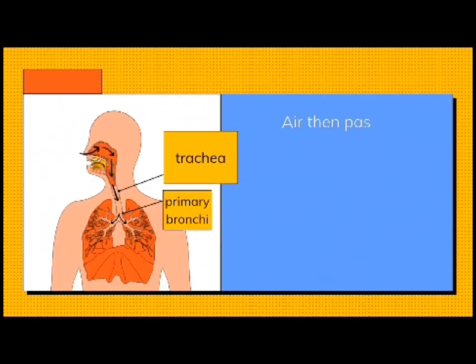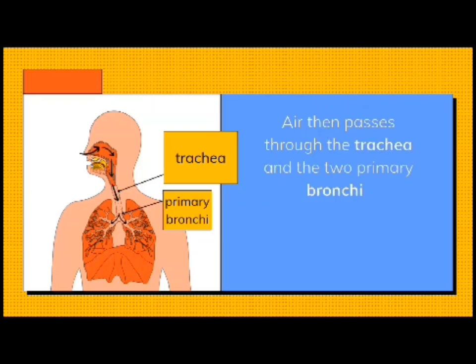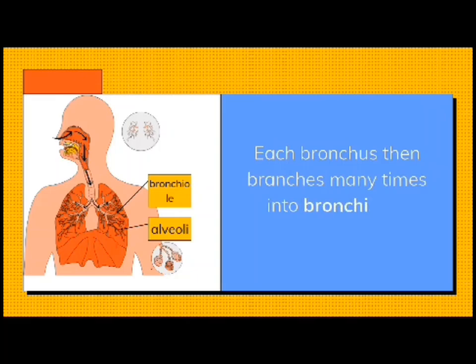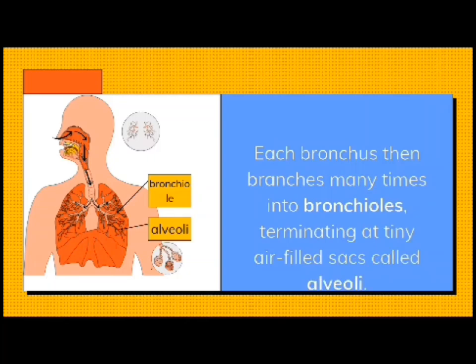You can see air then passes through the trachea and the two primary bronchi. These structures are held open by rings of cartilage. The trachea and the primary bronchi I showed on the finger. Each bronchus then branches many times into bronchioles, terminating at the air-filled sacs called alveoli. Bronchi and alveoli, I tried to show on the finger that you are seeing at the left side.